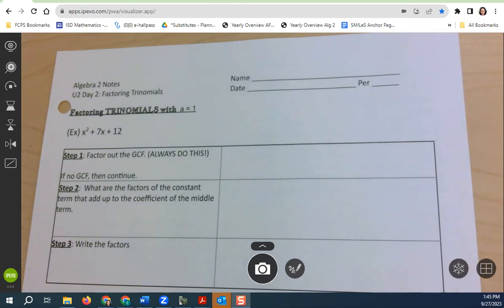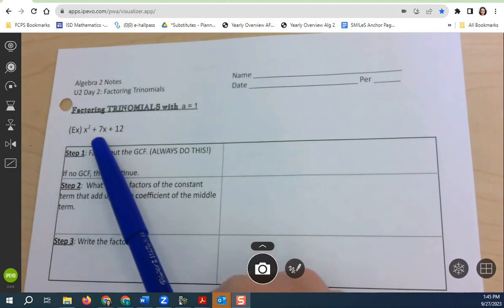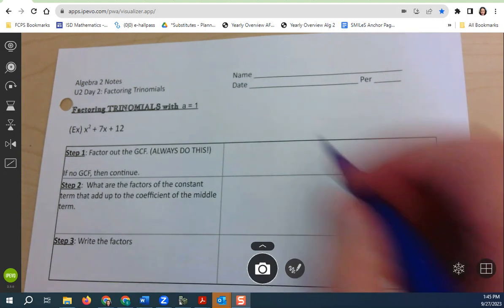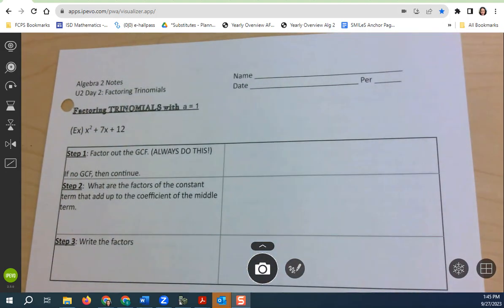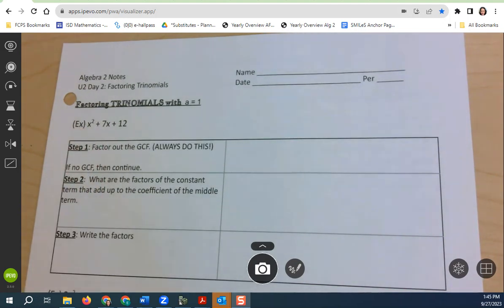So today we're going to factor trinomials. They're called trinomials because they have how many terms? 3 terms. 1, 2, 3, that's a trinomial. It says with a equals 1. A is the number in front of the x squared. So you see how it's just 1x squared. It's not like 2x squared or 3x squared or 4x squared. So this is the kind that we can factor with this method.